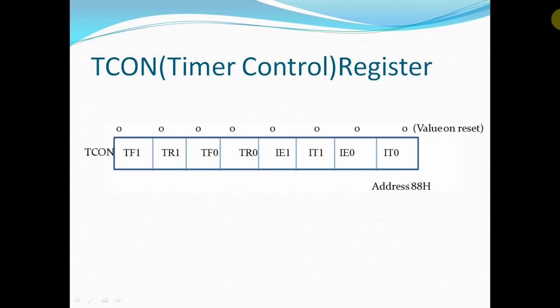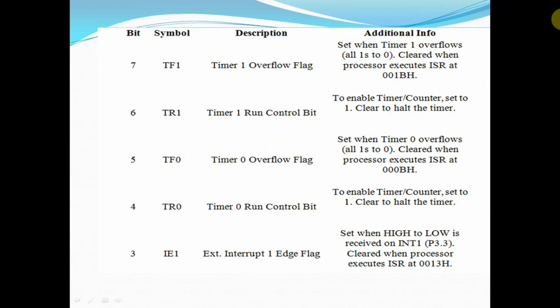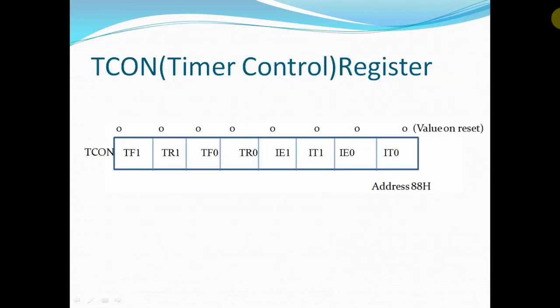The D7th bit is the TF1 bit. The TF1 bit and the TF0 bit are timer overflow bits. So TF1 is the timer 1 overflow flag bit and TF0 is the timer 0 overflow flag. Now these bits are set when the timer overflows from all ones to all zeros. Now let us understand this term in more detail.